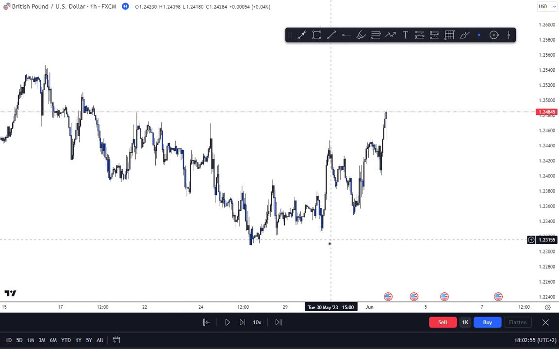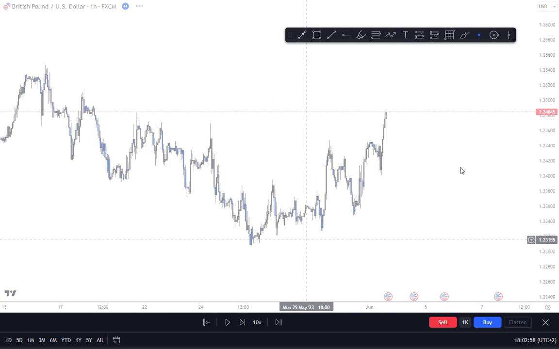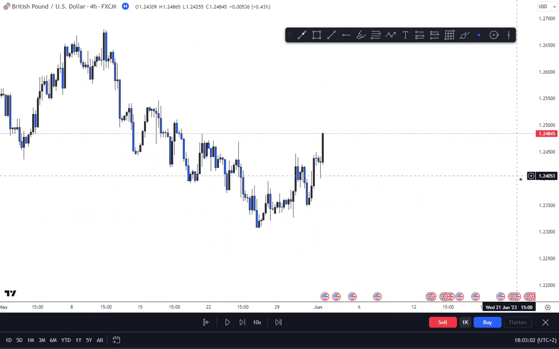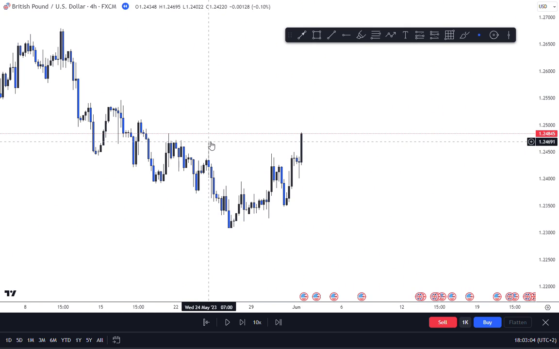So let's remove everything and go back to the 4-hour now. What do we see now here on the 4-hour? Remember, this was our previous high, right? And then what happened to this previous high?